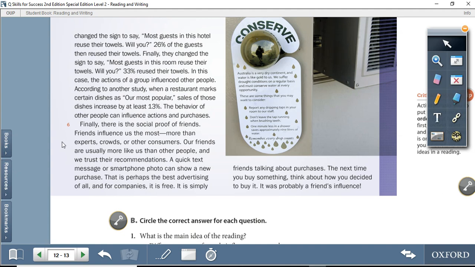Finally, there is social proof of friends. Friends influence us the most, more than experts, crowds, or other consumers. Our friends are usually more like us than other people, and we trust their recommendations. A quick text message or smartphone photo can show a new purchase, which is perhaps the best advertising of all. And for companies, it is free. It is simply friends talking about purchases. The next time you buy something, think about how you decided to buy it. It was probably a friend's influence.